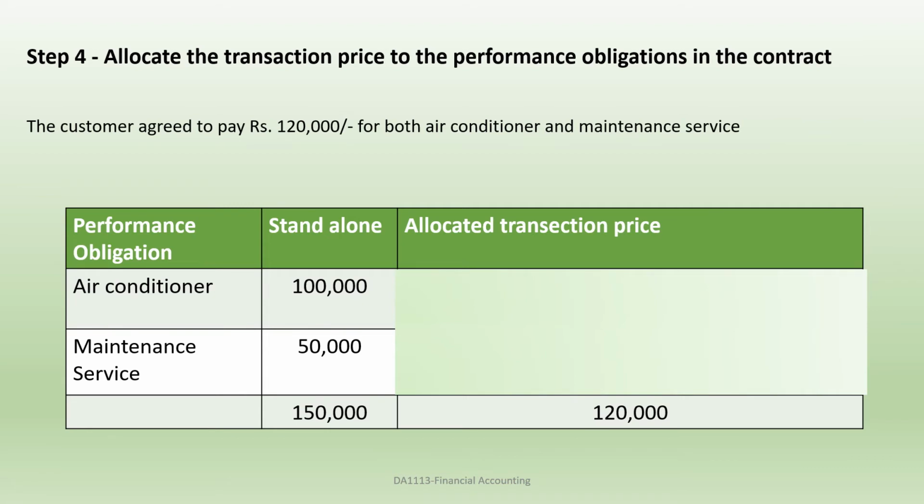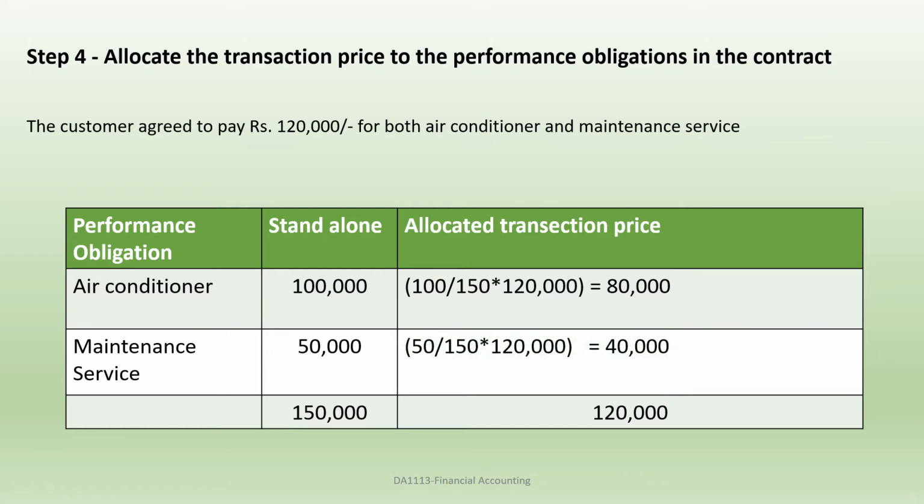So what we are going to do is take the standalone price as a proportion of the total price. Then we are going to multiply it with the contractual price of 120,000. So based on that method, the air conditioner will give 80,000 rupees as the allocated transaction price and the maintenance service will give 40,000 rupees as the allocated transaction price.